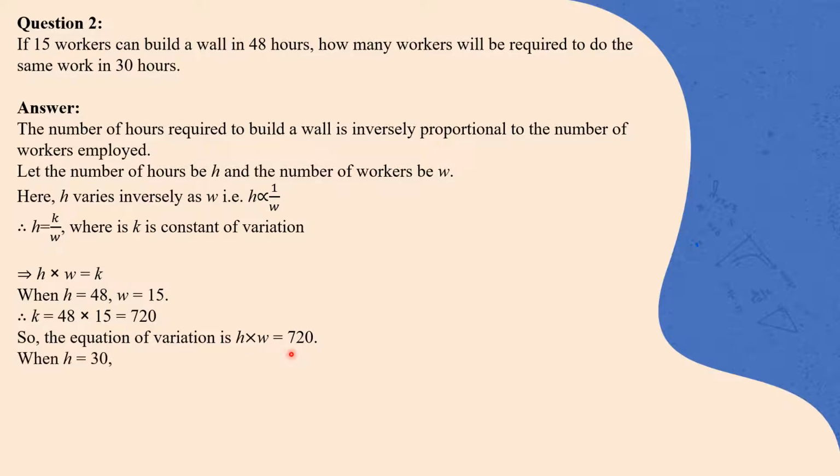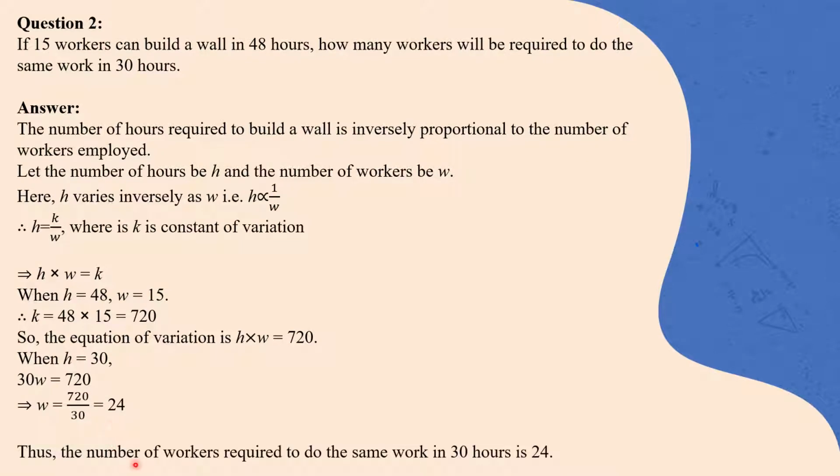HW equal to 720. Now they've asked in 30 hours, how many workers will be required to build the wall. So when H is 30, we have to find the value of W. So substitute the value in your equation of variation. You get 30W is equal to 720. Divide both the sides by 30 and you get W is equal to 720 divided by 30, which is 24. So the number of workers required to do the same work in 30 hours is 24.